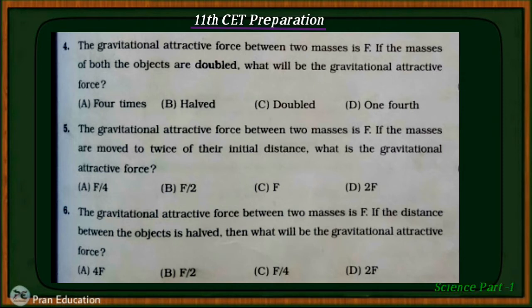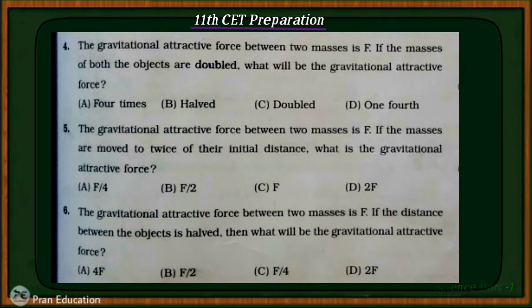Fifth, the gravitational attractive force between two masses is F. If the masses are moved to twice of their initial distance, what is the gravitational attractive force? Options: A, F by 4; B, F by 2; C, F; D, 2F. The correct answer is option A, F by 4.